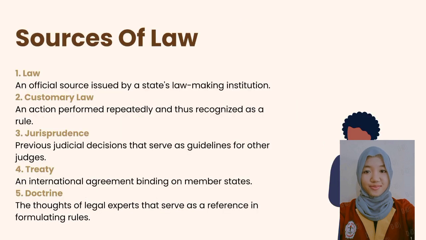Sources of law. 1. Law. An official source issued by a state's lawmaking institution. 2. Customary law. An action performed repeatedly and thus recognized as a rule. 3. Jurisprudence. Previous judicial decisions that serve as guidelines for other judges. 4. Treaty. An international agreement binding on member states. 5. Doctrine. The thoughts of legal experts that serve as a reference in formulating rules.